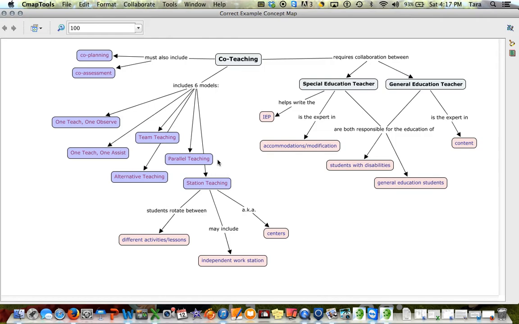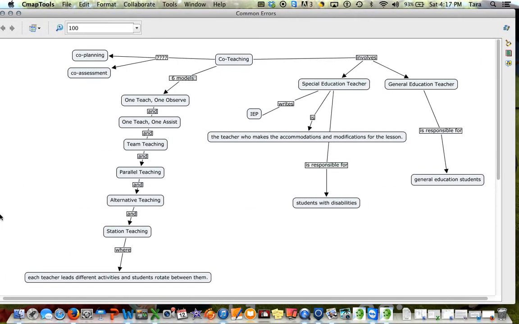And if this were going to be a complete map, I would say that each one of these types should have some information about here. Otherwise, I don't know that you know what One Teach, One Observe is if you give me no information off of it. So I hope you can see the difference. Take a moment to look at this in comparison to this one.